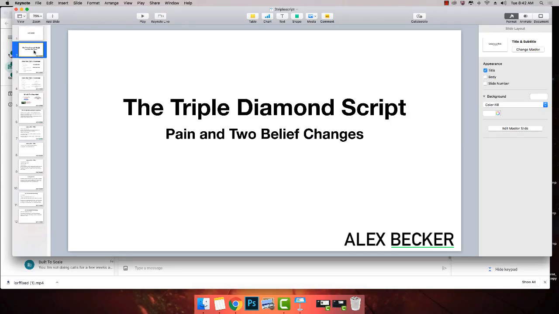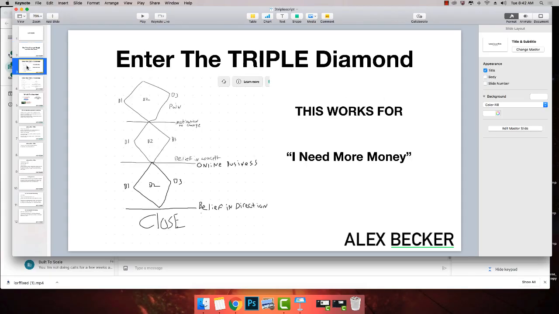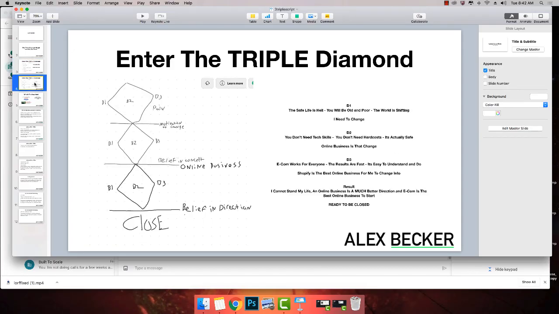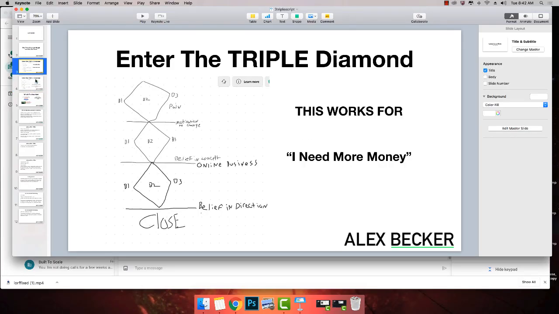So the triple script is usually what I like to call the 2K script, because usually when we're doing a 2K webinar, the secret is getting way outside into broad audiences. That's what a 2K price point is for. Okay, so you have to understand that when we're doing the triple script, we're going through the triple diamond.